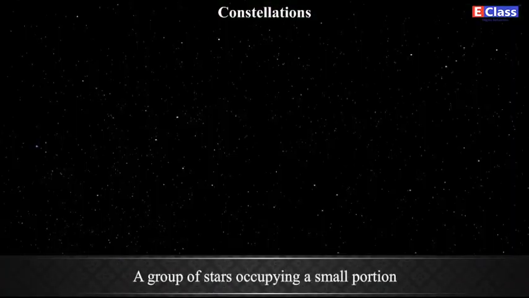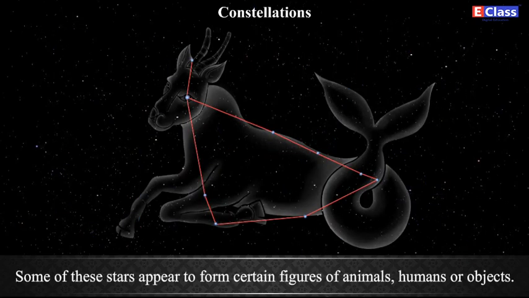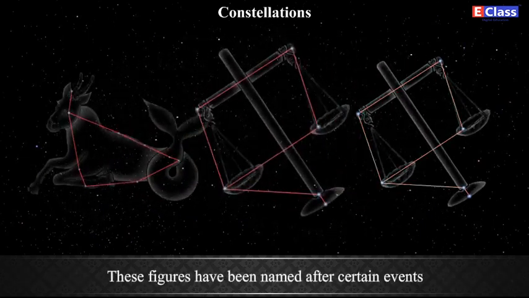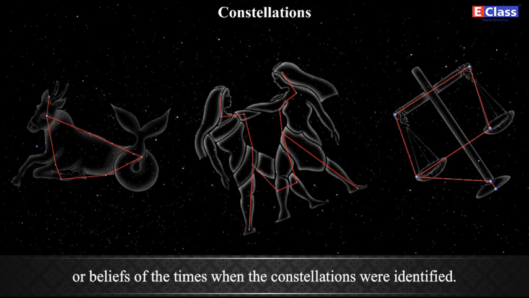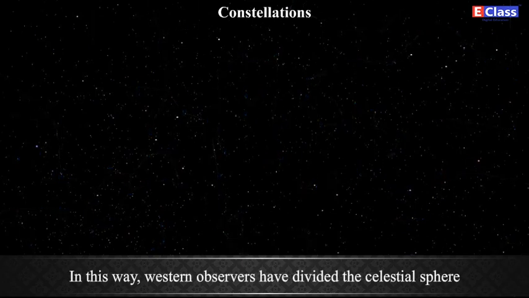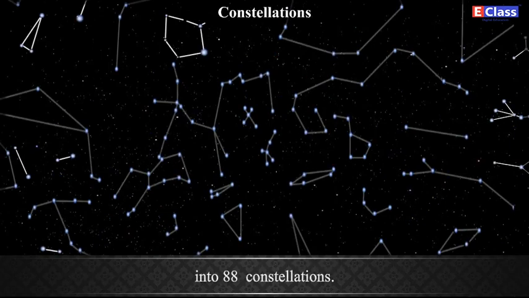Constellations. A group of stars occupying a small portion of the celestial sphere is called a constellation. Some of these stars appear to form certain figures of animals, humans, or objects. These figures have been named after certain events or beliefs of the times when the constellations were identified. In this way, Western observers have divided the celestial sphere into 88 constellations.